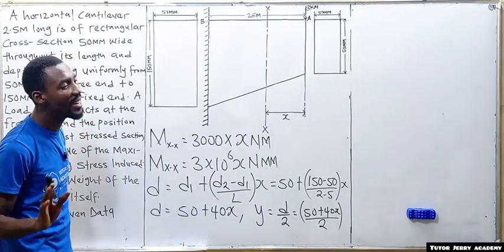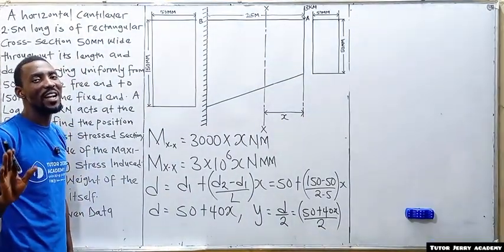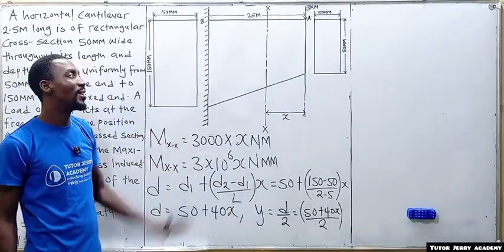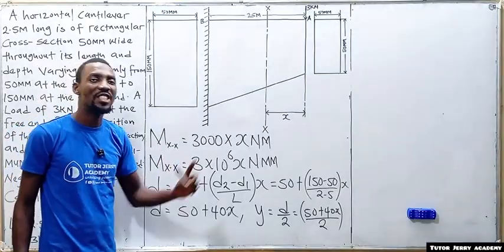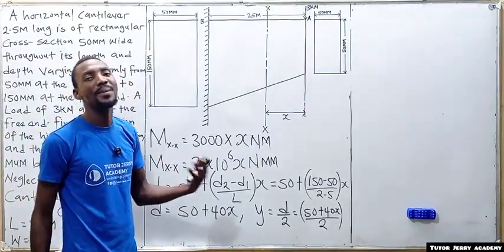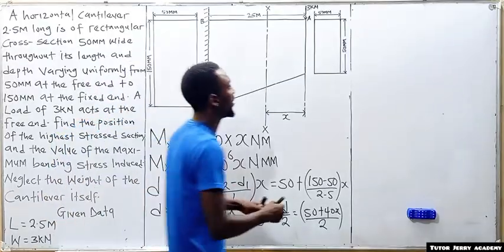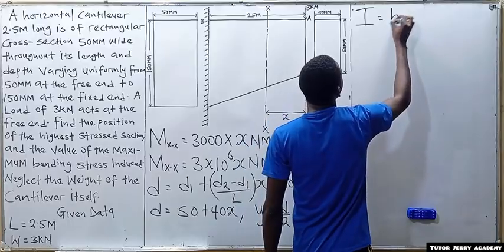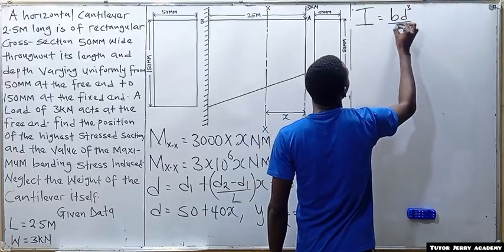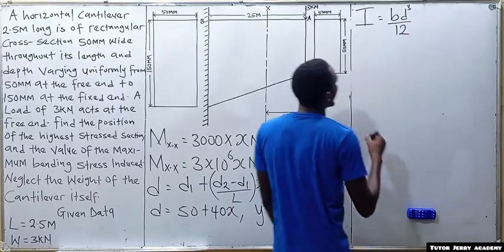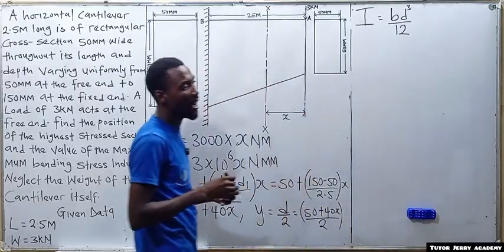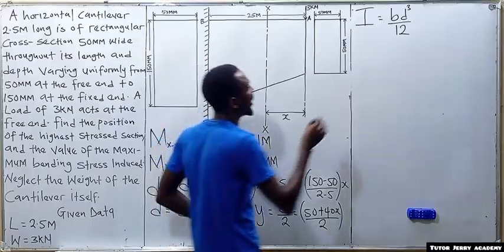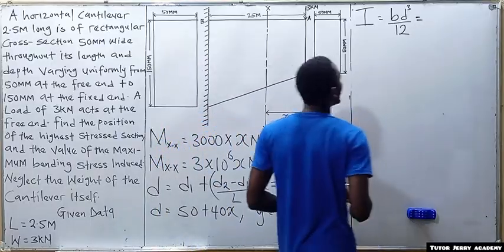Now the next thing is we are going to find the moment of inertia of the rectangular section. And you know that the moment of inertia of a rectangle is BD cubed all over 12. All right. So if we make our substitution here, what are we going to have? So the moment of inertia is going to be what? So what will be the base?